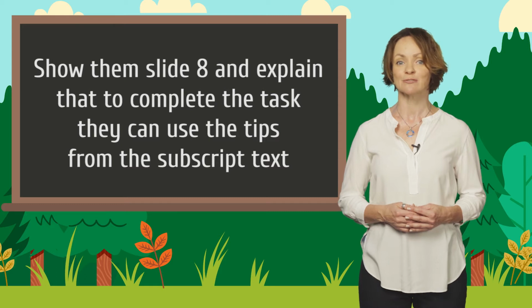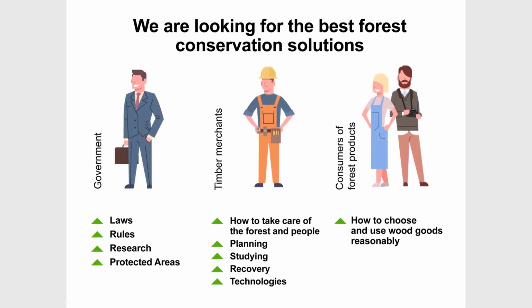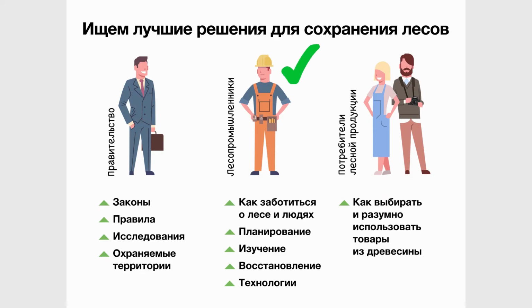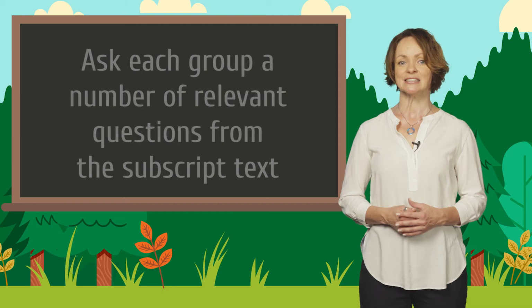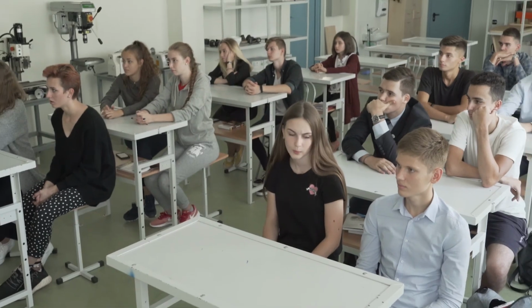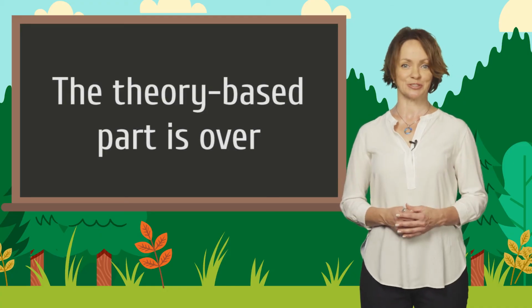Then ask them to complete a game-based task. Show them slide 8 and explain that to complete the task, they can use the tips from the subscript text. Now divide the students into 3 groups and ask them to pick one of the roles: timber merchants, government officials, or consumers of goods made of wood. Ask each group a number of relevant questions from the subscript text and, if necessary, comment on their answers. The theory-based part is over.